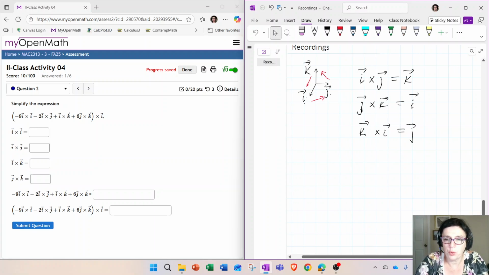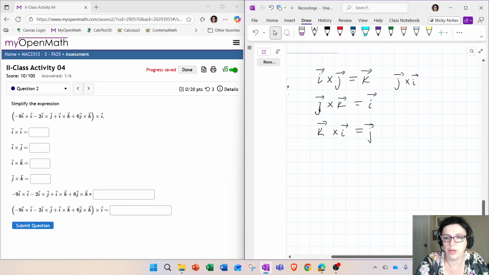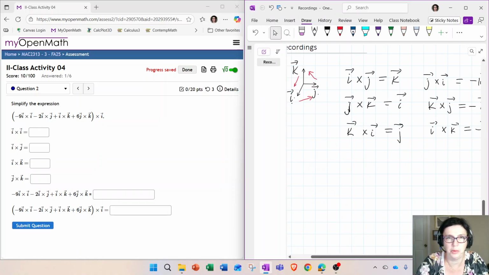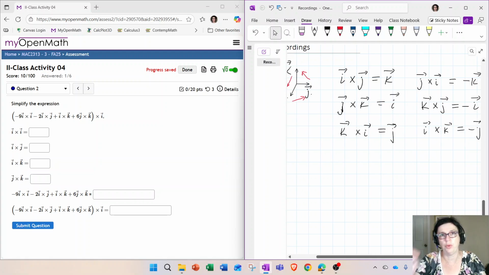Now, what if it's a different order? What if I wanted to find j cross i? Well, is that going to be the same thing? Well, no. Remember the property of the cross product that you actually have to reverse the sign. So this is actually going to be minus k. This one is going to be k cross j, that would be negative i. And finally, i cross k would be negative j. So it's not that hard to figure this out. You just draw the little picture and you immediately see which way it goes. If you're going counterclockwise, then it's positive. If you're going clockwise, then it's negative.